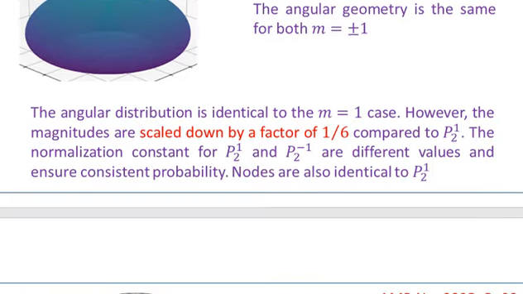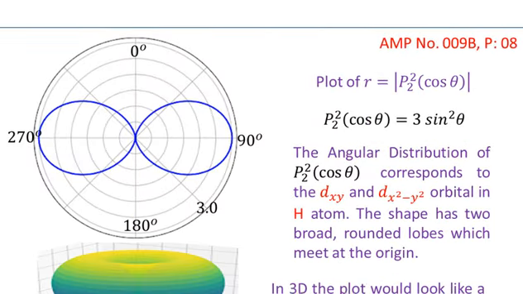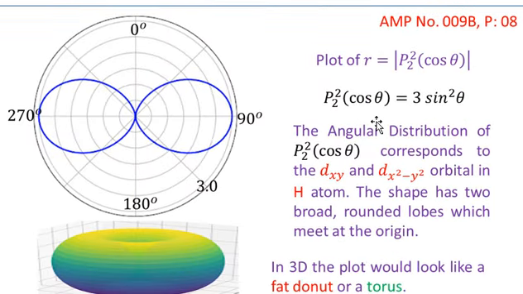Now we are going to discuss L is equal to 2 and m is equal to plus 2. So if you put the values of L is equal to 2 and m is equal to plus 2 in the previous formula, you will notice that this is the value of the polynomial P22 of cos of theta, which is equal to 3 sine square theta.